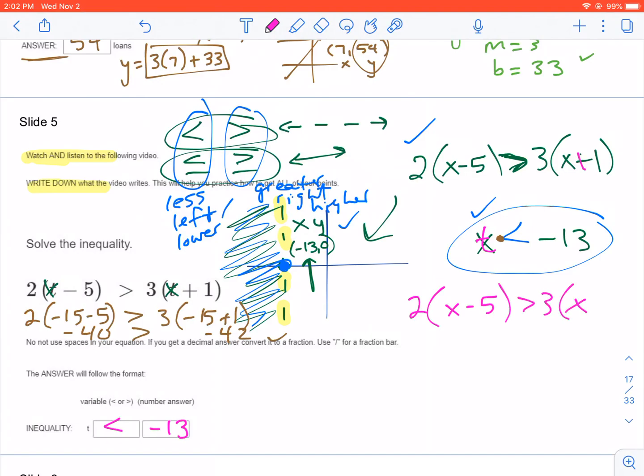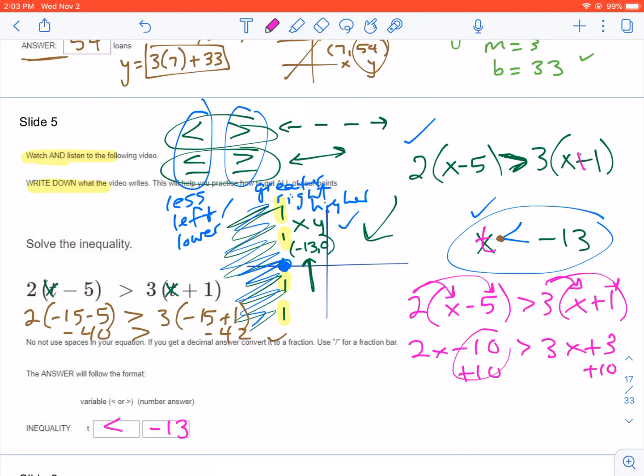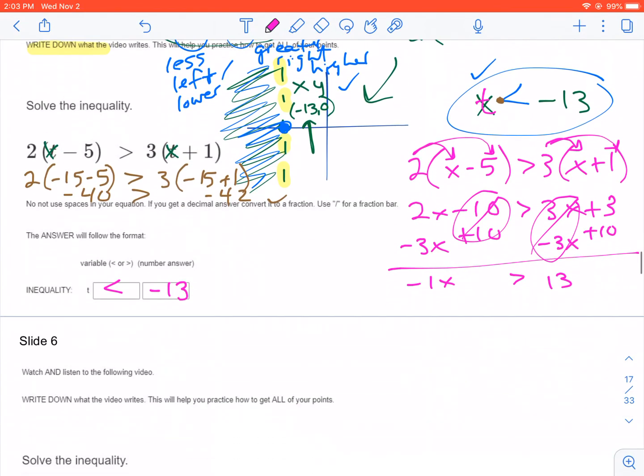And that was a plus. Make sure that's a plus. Whenever you have things next to the parentheses, you multiply. Then I'm going to move my numbers over to the other side so that they zero out, and then move my letters to the other side so they zero out. And I'm going to total, this is negative 1x is greater than 13.